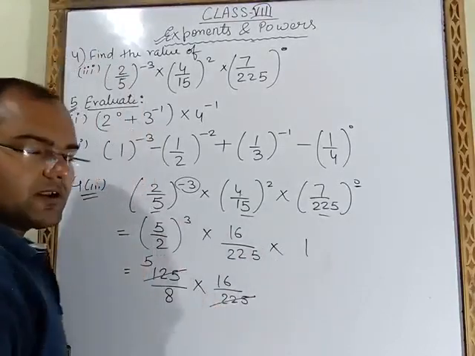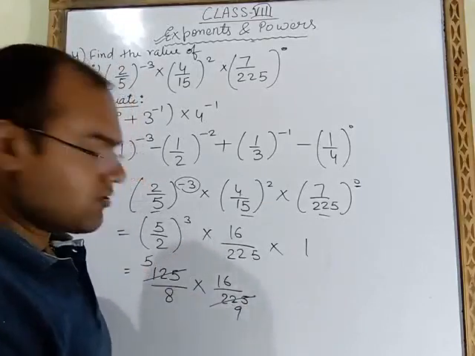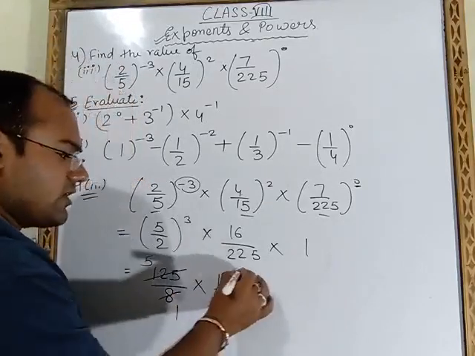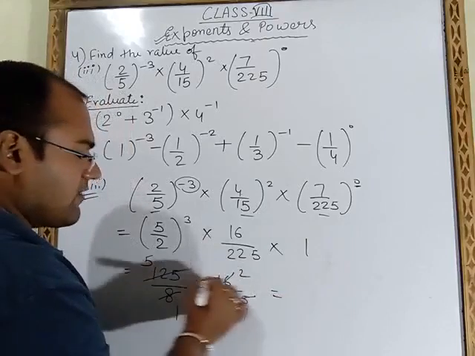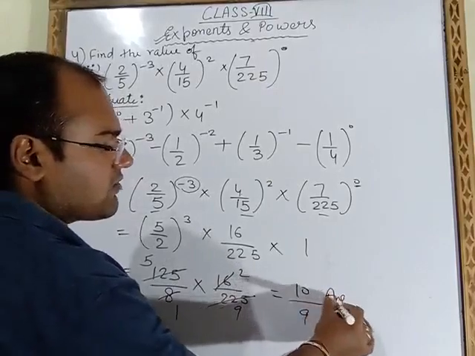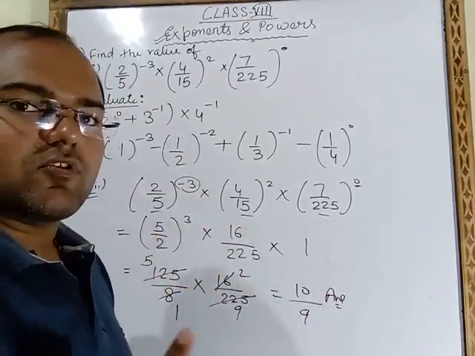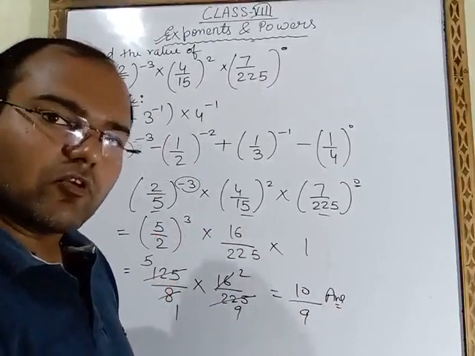25 5s are 125, 25 9s are 225. 8 1s are 8, 8 2s are 16. So 5 into 2 is 10 upon 1 into 9, 9. So this is your final answer of this question number 4, third part. So like this you have to do all the remaining parts of question number 4.